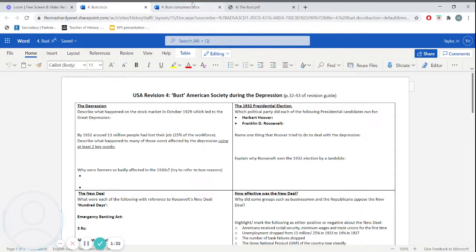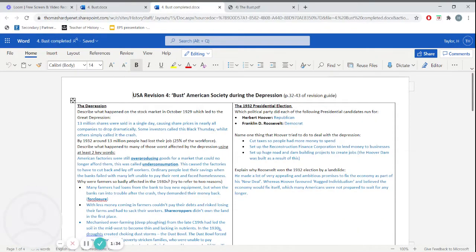Okay, great. So this is the one I did earlier. So we'll just start going through these questions together now. So the first one, the Depression. Describe what happened on the stock market in October 1929, which led to the Great Depression.